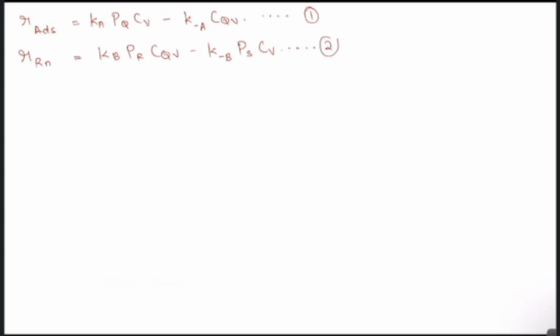Now, one more equation we can write is the total site balance. This will be CT, that is equal to CV, the vacant site concentration, plus CQV, which is the concentration of the adsorbed reactant Q, or the concentration of the occupied active sites. So let's take it as equation 3.